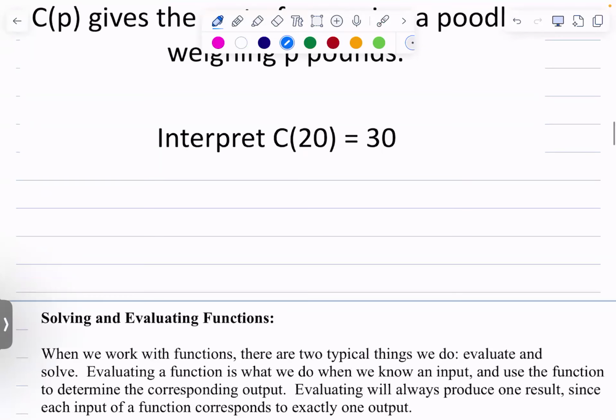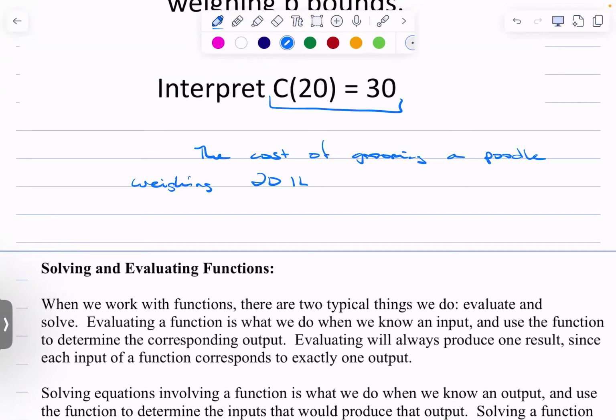So here, the cost of grooming a poodle weighing 20 pounds is $30.